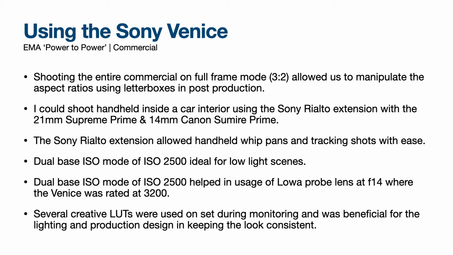We also had access to the Sony Rialto system, and that was ideal for shooting handheld, especially in tight spaces like the interior of the car. I could easily do whip pans and handheld tracking with the Rialto extension unit inside the car. When using the f/14 probe lens, I could rate the camera at 3200 ISO, and it certainly helped in the lighting setup.